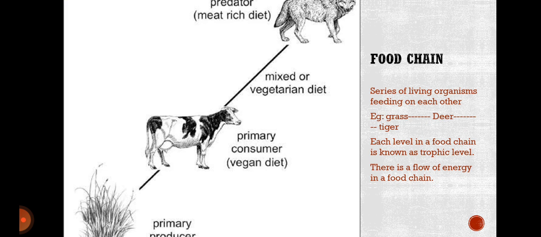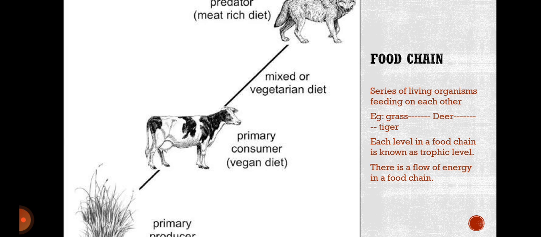So what is a food chain? A series of living organisms feeding on each other is known as a food chain. This is the definition of a food chain. For example, grass is eaten by deer, that deer is eaten by tiger, and when the tiger dies, it is eaten by the decomposers, and that nutrition is again used by the grass. It moves on and goes on. So this is a chain which does not stop.